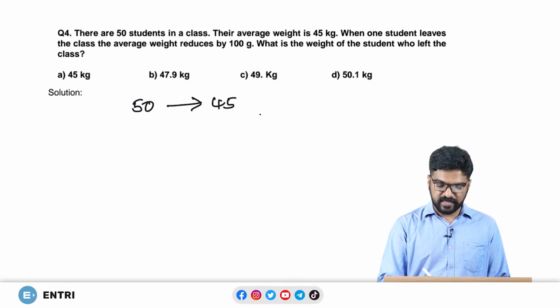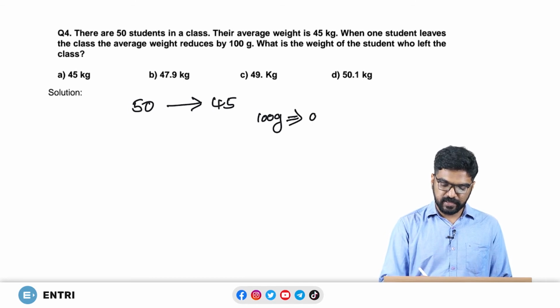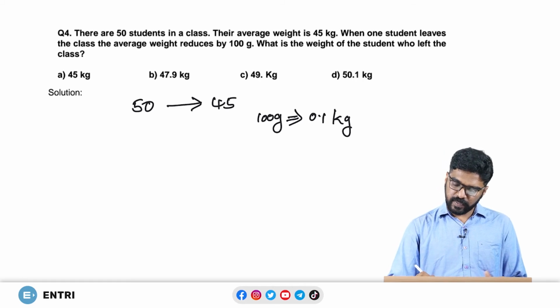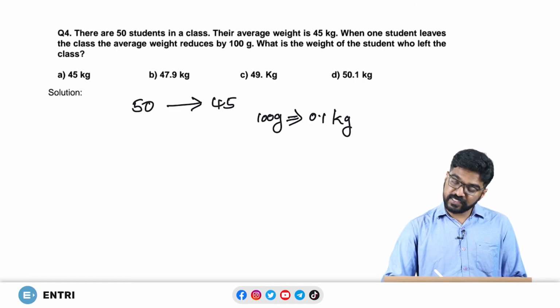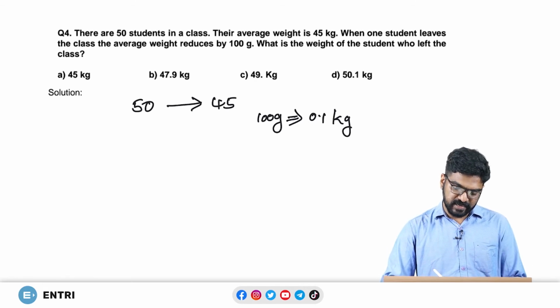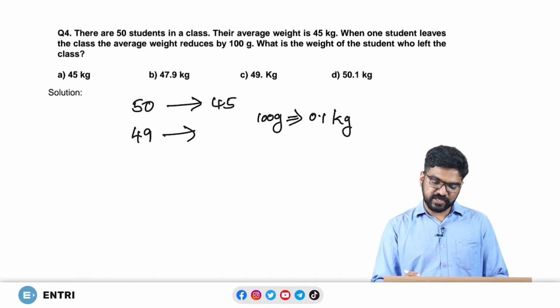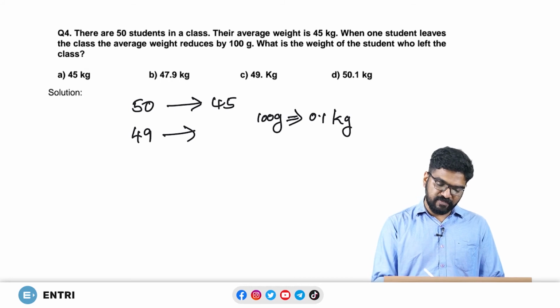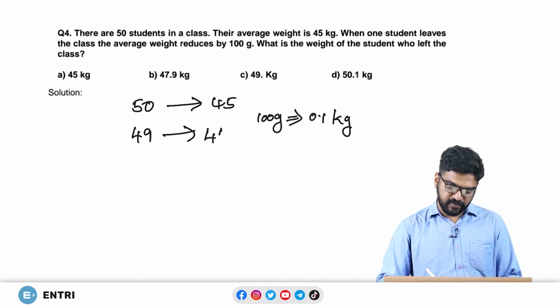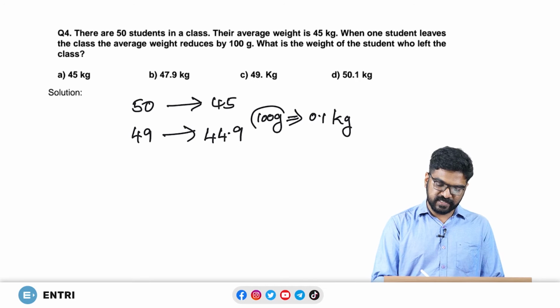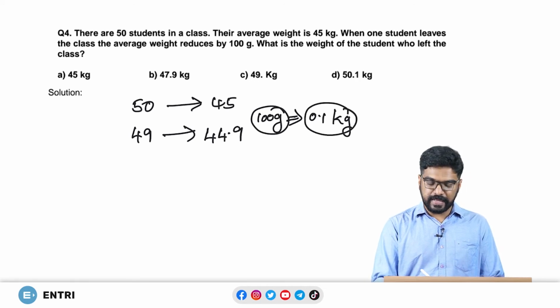When one student leaves the class, the average weight reduces by 100 grams. So 100 grams is nothing but how many kilograms? It's 0.1 kilogram, right? Now look at the values over here. What we have here is the person is leaving the group. One student leaves the class, so the new value will be 49. And the average of the group has decreased, so the new average will be 44.9. Right? So I just expressed the grams in terms of kilograms and there is a decrease.